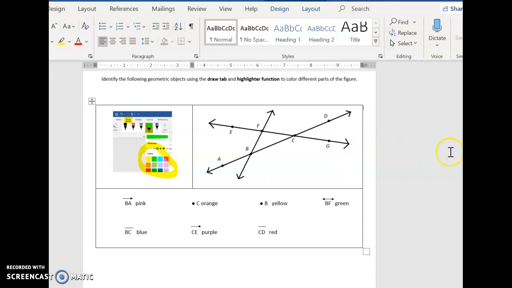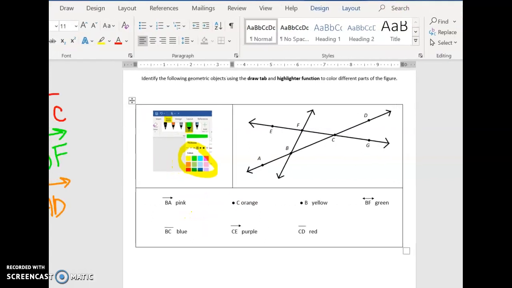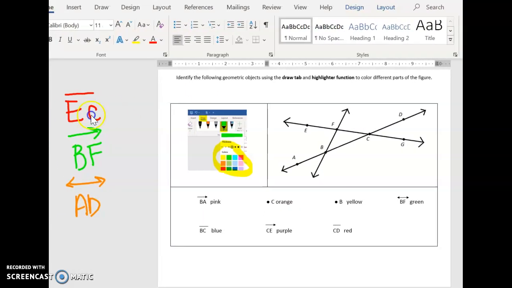So to show you exactly what you're doing, I'm going to have you highlight different parts of this figure as follows below. So ray BA, I would want you to make it pink. Point C, put it orange. So here are some examples. I went ahead and wrote some examples there on the side, and I'm going to show you.